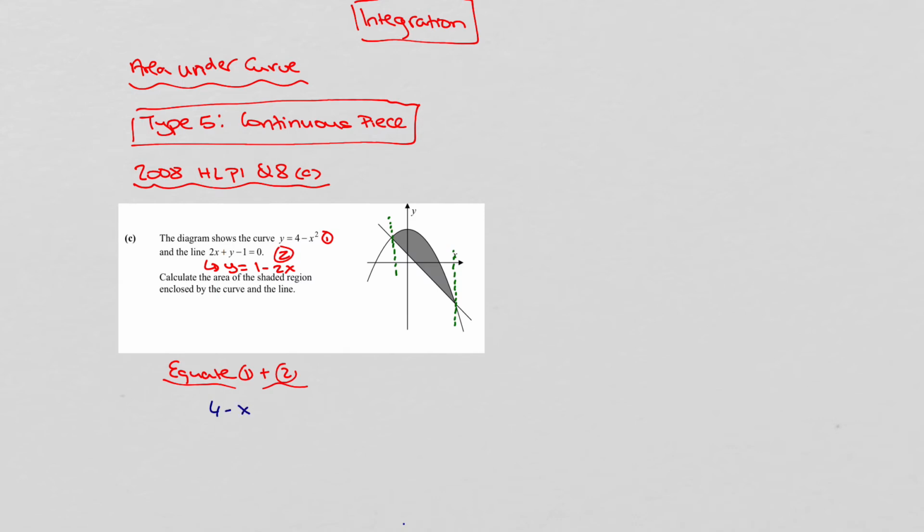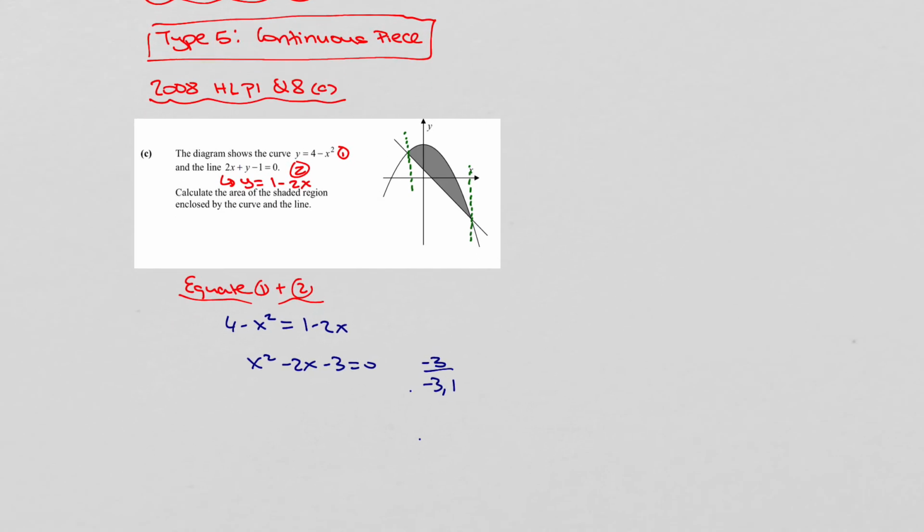So we're now going to take the two equations and equate them. So that's 4 minus x squared equals 1 minus 2x. If I bring everything to one side, I have x squared minus 2x minus 3 equals 0. Factors that multiply to give us minus 3 and add to give us minus 2 must be minus 3 plus 1. If I sub back in, I get x squared minus 3x plus x minus 3 equals 0.